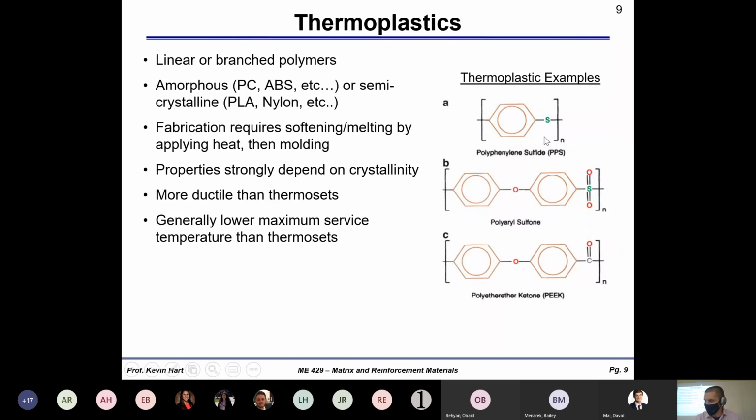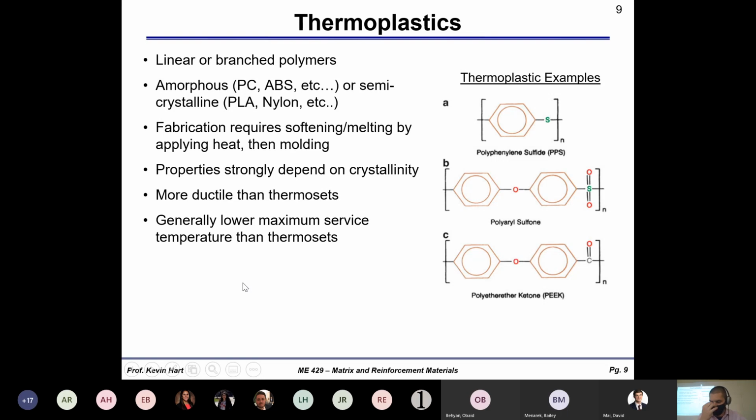And usually fabrication requires softening, melting by applying heat, and then molding them. Their properties are going to depend on crystallinity. The more crystalline they are, the stronger they will be, but the lower toughness they will have. The closer you are to a crystal, the closer you are to what is a thermosetting material. All right, more ductile than thermosets. If we think about the ductility of ABS versus the ductility of epoxy, it's much different behavior, right?